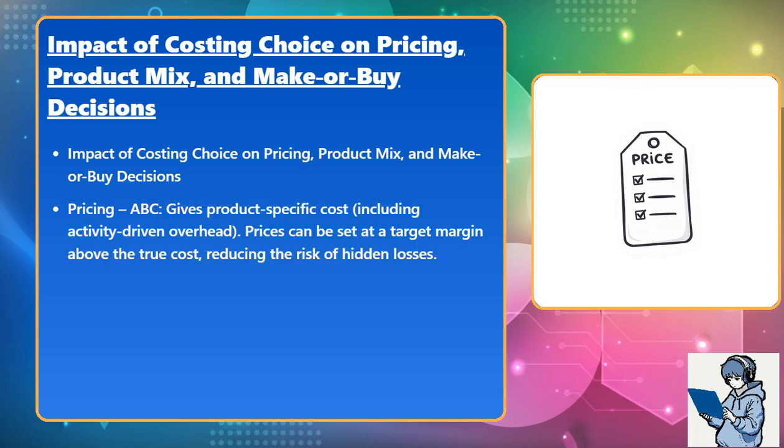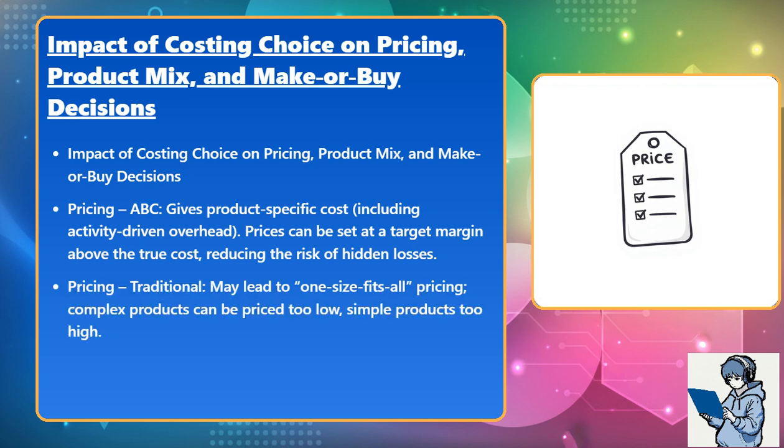Pricing, ABC: gives product-specific cost including activity-driven overhead. Prices can be set at a target margin above the true cost, reducing the risk of hidden losses. Pricing, traditional: may lead to one-size-fits-all pricing. Complex products can be priced too low, simple products too high.